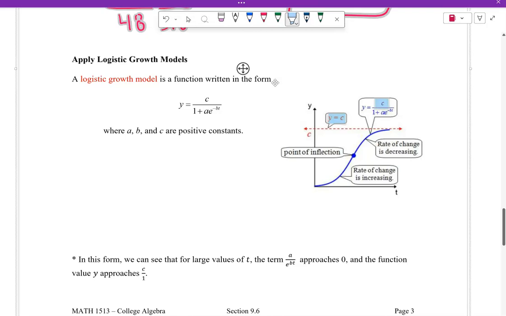In this form, we can see that for larger values of t, the A over the e^(Bt) approaches 0, and the function value y approaches C over 1. And so that's what you can kind of see right here. You have a point of inflection in the middle, so the rate of change is increasing right here. But then the rate of change will start to decrease here. It's going to start slowing down. So it's a little bit faster here, and then it's going to switch.